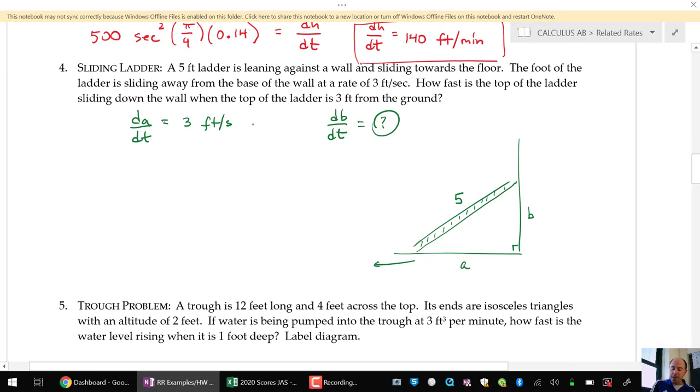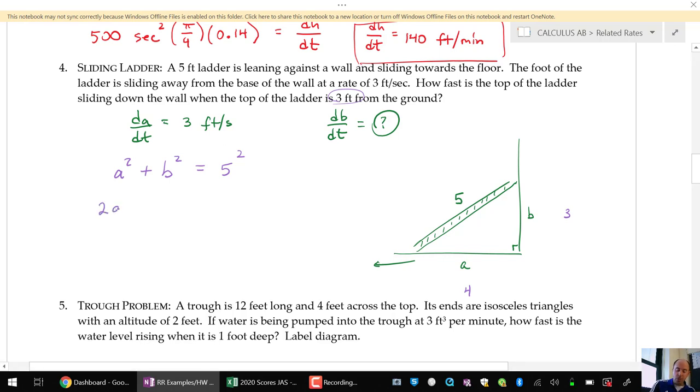And the freeze frame moment here is when the top of the ladder is exactly 3 feet off the ground. Well, when that happens, when b is equal to 3, then by Pythagorean theorem, a must be equal to 4. So we'll use those in just a little bit. Let's use a squared plus b squared equals 5 squared, because that hypotenuse, which is the ladder, is fixed at 5. And now we'll do calculus.